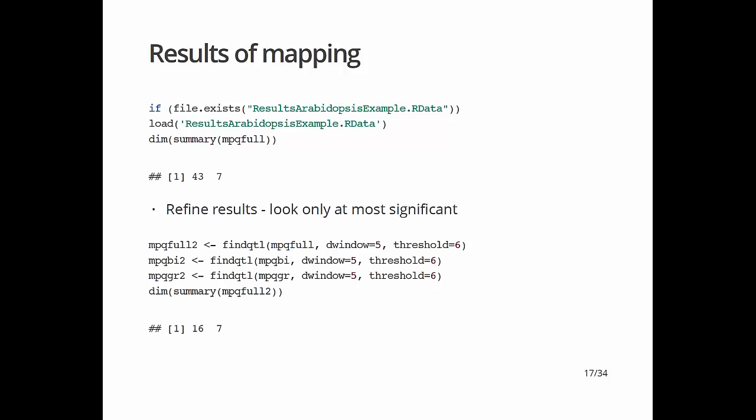Typically, for the D window, I'd actually recommend something a bit higher. So 5 corresponds to essentially smoothing over a window of 0.5 centimorgans. So 50 would be about 5 centimorgans. And you're unlikely to be picking up QTL which are within 5 centimorgans of each other anyway.